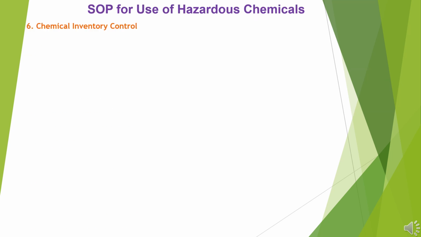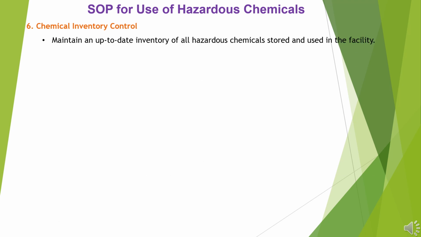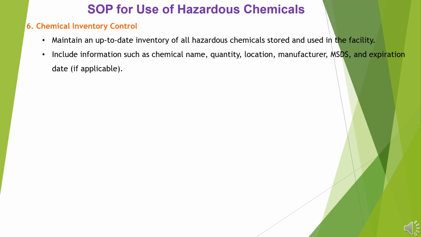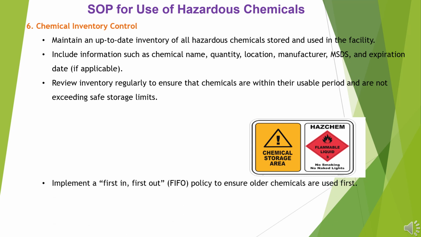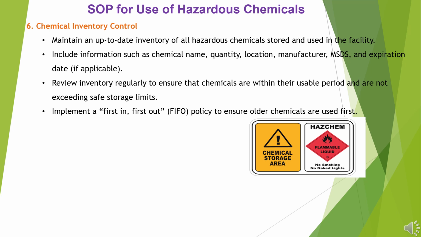6. Chemical inventory control. Maintain an up-to-date inventory of all hazardous chemicals stored and used in the facility. Include information such as chemical name, quantity, location, manufacturer, MSDS, and expiration date, if applicable. Review inventory regularly to ensure that chemicals are within their usable period and are not exceeding safe storage limits. Implement a first in, first out, FIFO, policy to ensure older chemicals are used first.